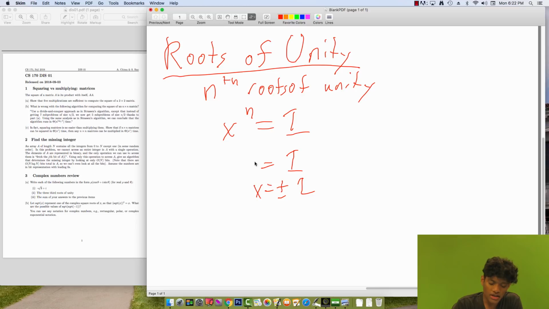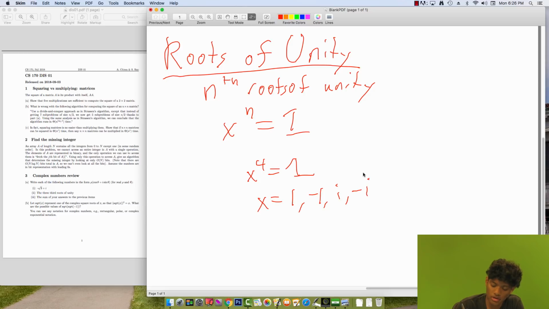Given an n, what's a general expression for the nth roots of unity? If we want a general expression, we have to think about complex numbers. If you think about, say, the fourth roots of unity, we can see that they're not all going to be real numbers. In fact, there are 4 numbers it could be. x could be 1, -1, i, or negative i.